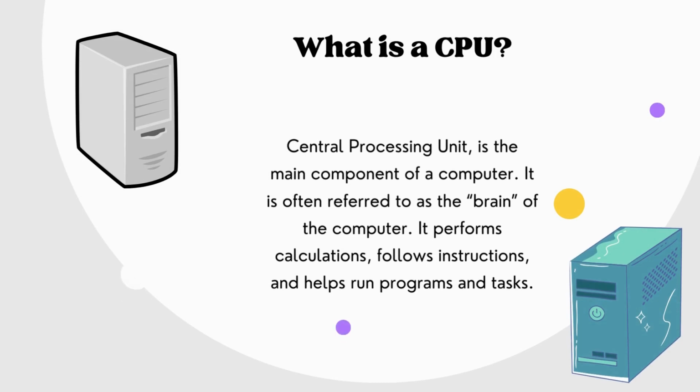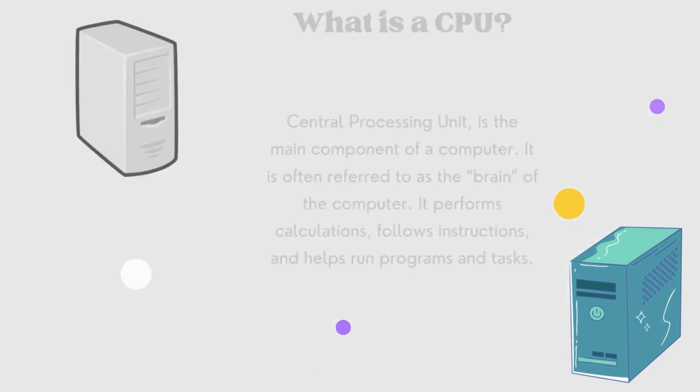So what is a CPU? The central processing unit is the main component of a computer. It's often referred to as the brains of the computer, and it performs calculations, follows instructions, and helps run programs and tasks.